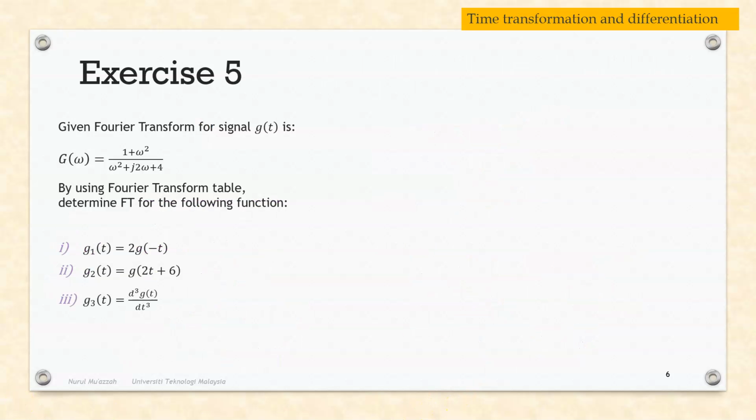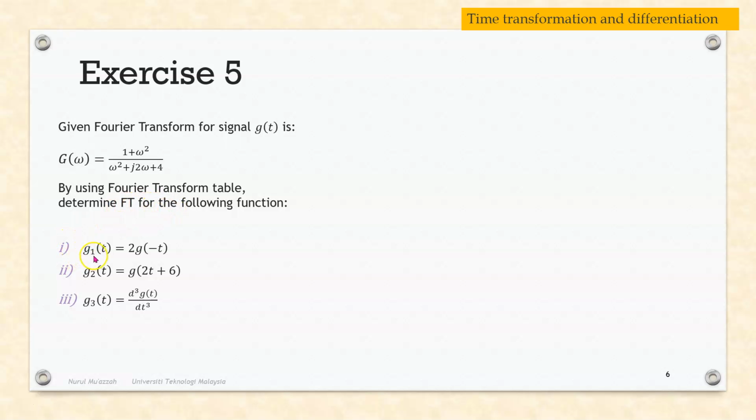For exercise 5, now we try to do time transformation and also differentiation. Given that the Fourier transform for signal g(t), G(omega), is equal to 1 squared divided by omega squared plus j2 omega plus 4. So basically you don't have to find the Fourier transform for signal g(t) because it is given. So by using the Fourier transform table, determine the Fourier transform for the following function.